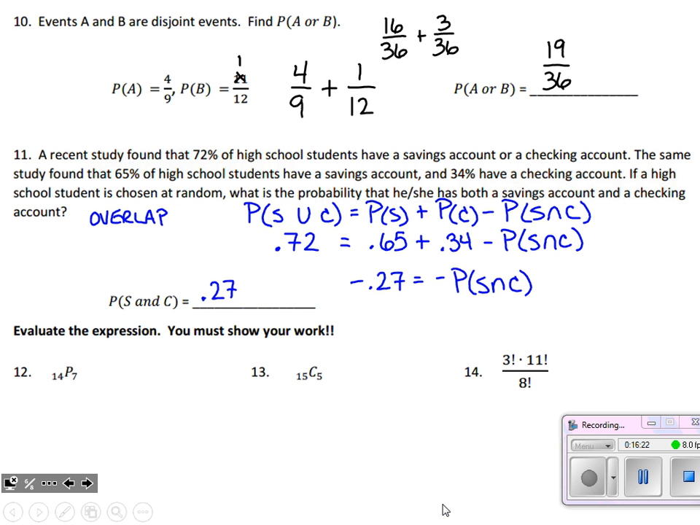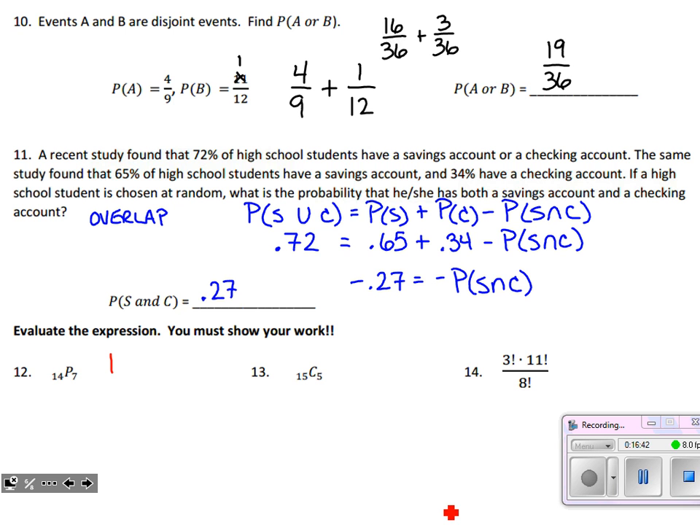Okay, and 12, 13, and 14, simplifying factorials. For 12 and 13, you will be given the formulas for nCr and nPr. So if we look at these and cannot remember how to set those up, worry not, those formulas will be given. We just need to know how to simplify once we have the numbers plugged in.